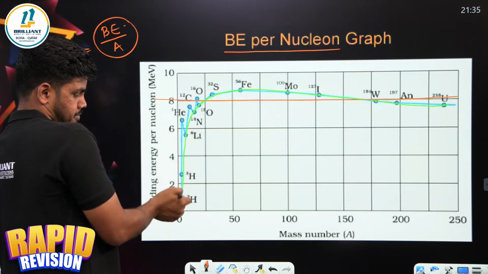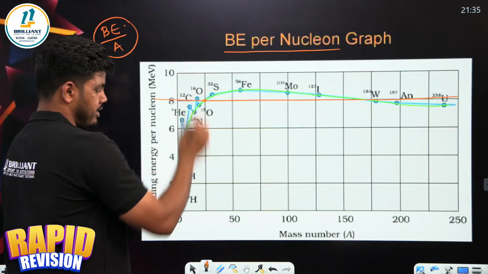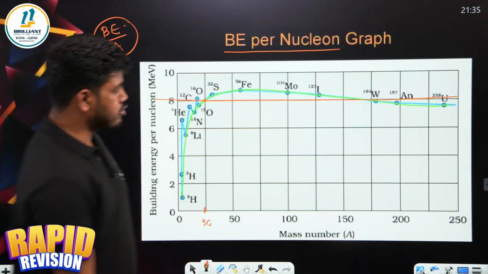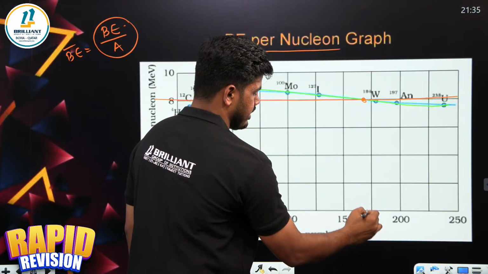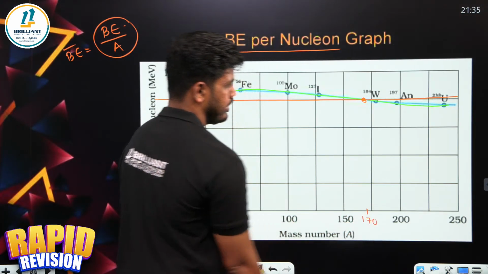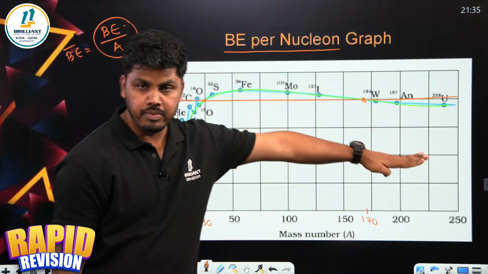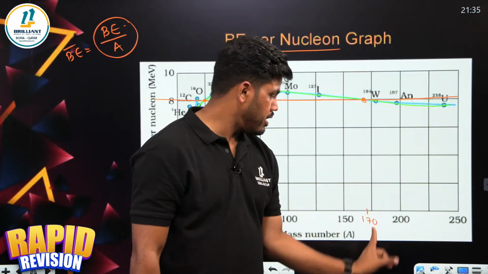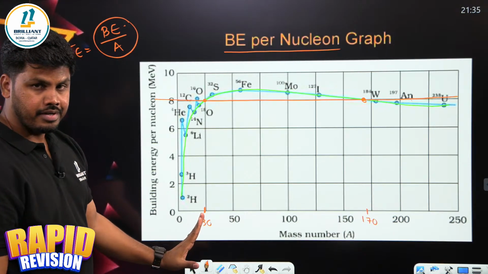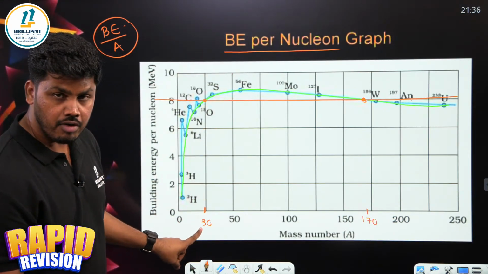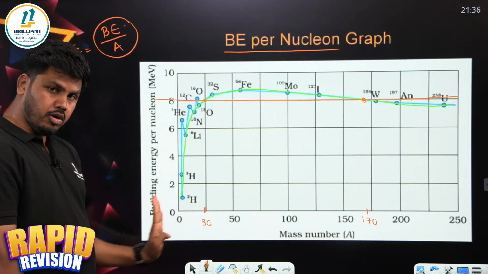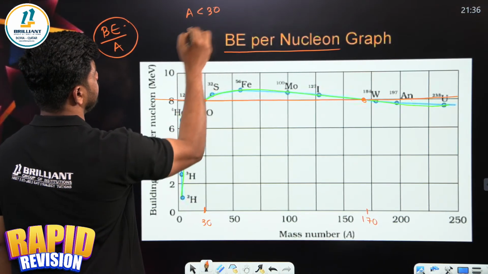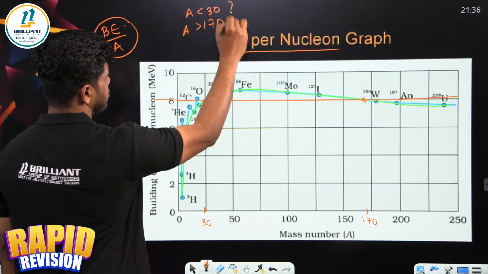And the graph should touch the 8 MeV line somewhere close to mass number 30, and up to around mass number 170. It should be above 8 MeV, but not much higher, close to that 8 MeV line. It comes down below 8 MeV after 170. It goes above 8 MeV after 30. So below 30 and above 170, that range you have to remember. A less than 30, A greater than 170. Just remember these two numbers.